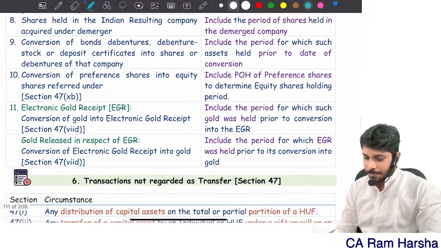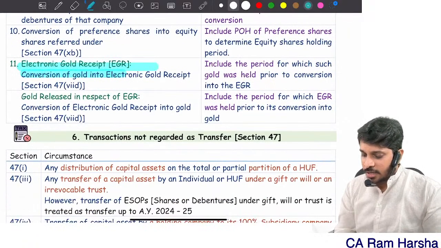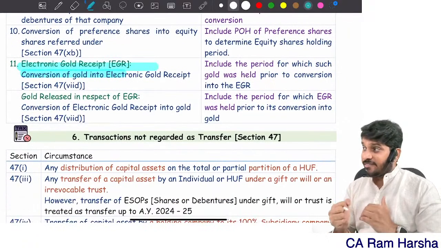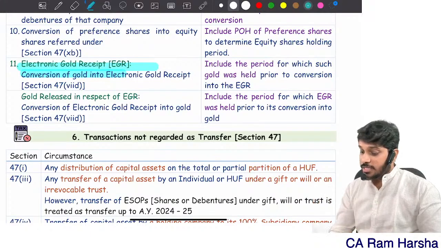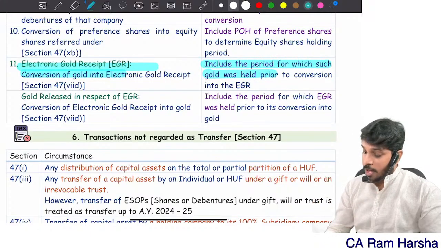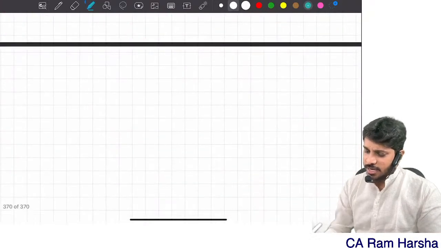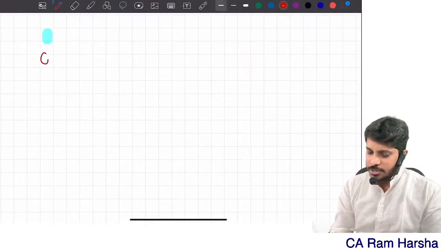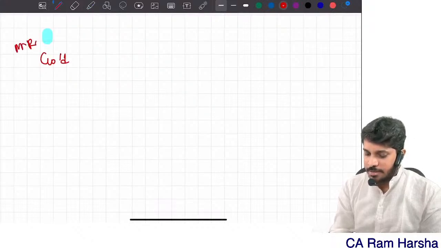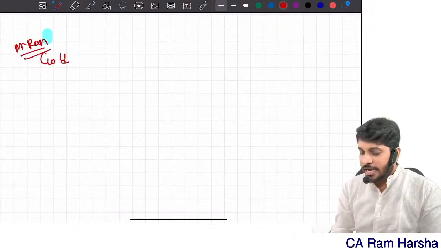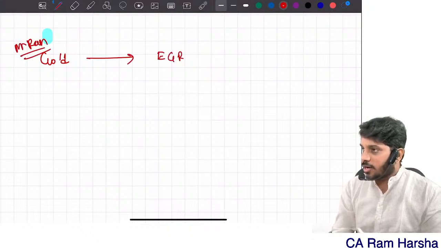Okay, then electronic gold receipts: conversion of gold into EGR, and conversion of EGR back into gold. In all these cases, the period of holding of gold and the period of holding of EGR, both will be considered. So what is this EGR taxation? Very simple. Suppose Mr. Ram has physical gold. He converted this into an electronic gold receipt.